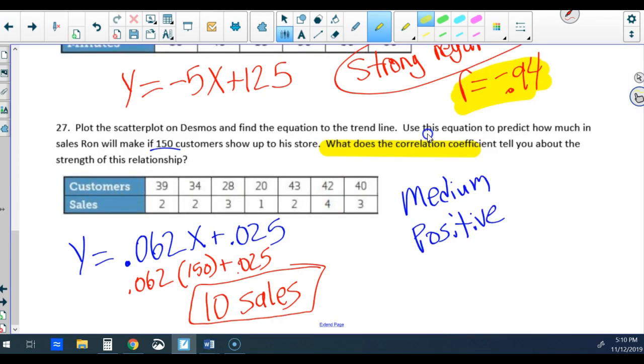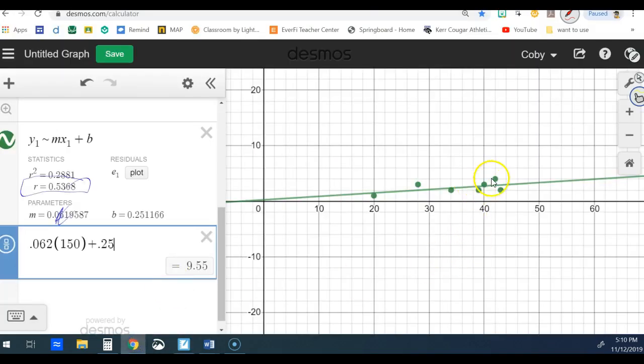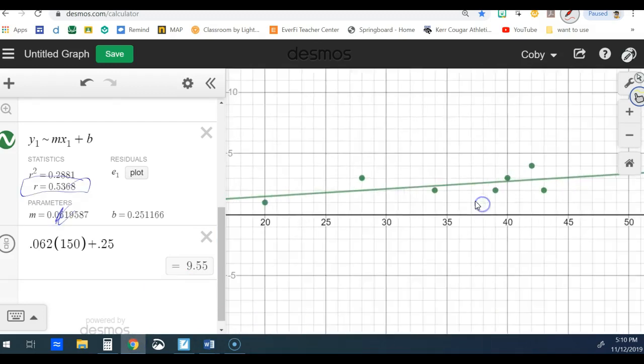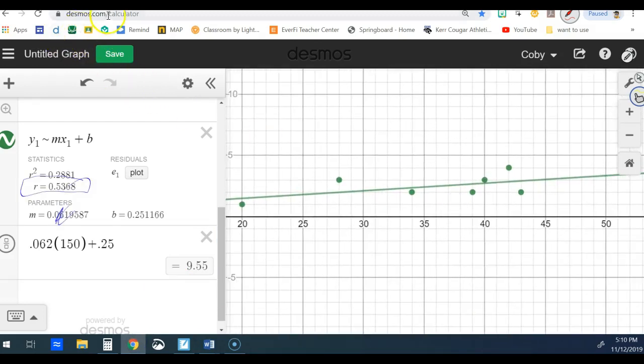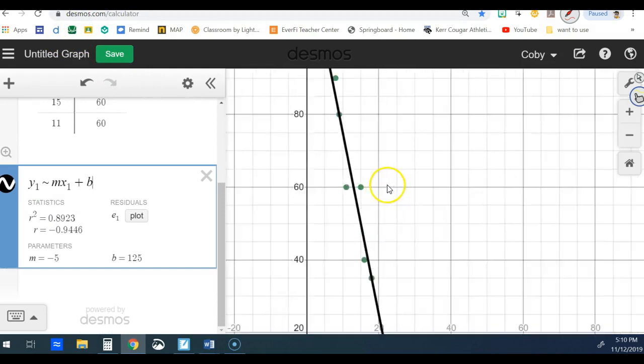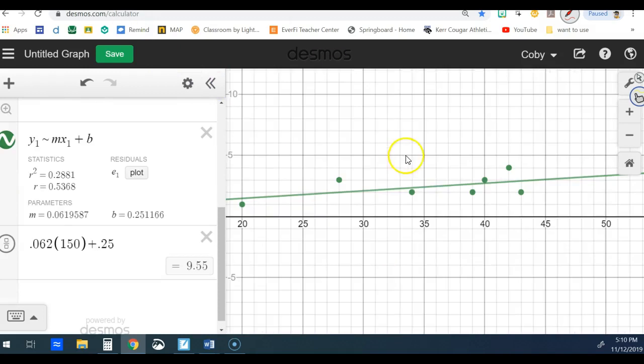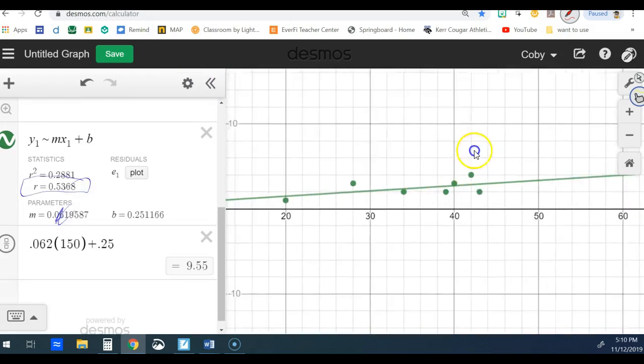What that means is that the dots are pretty spread out, and this prediction for 10 sales probably will not be very accurate. Those dots don't look to be very close to the trend line, not near as close as the last example at least, where those dots were almost on it. Here they're pretty far off, so a lower correlation coefficient.